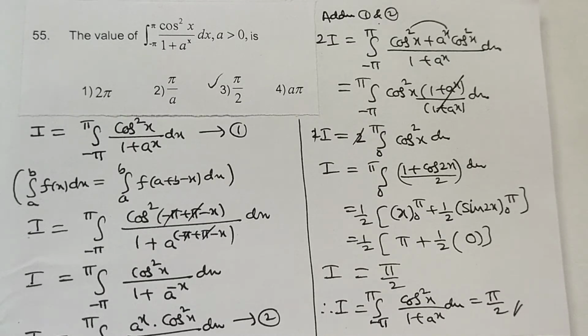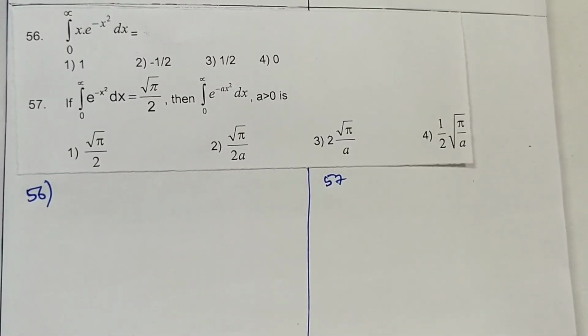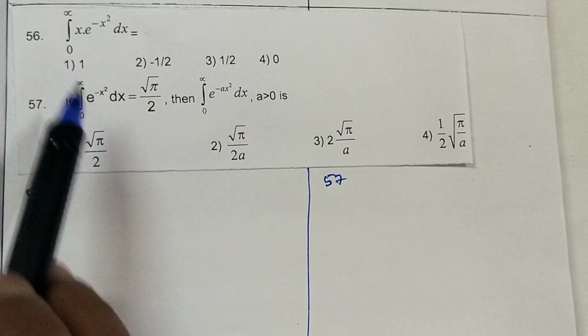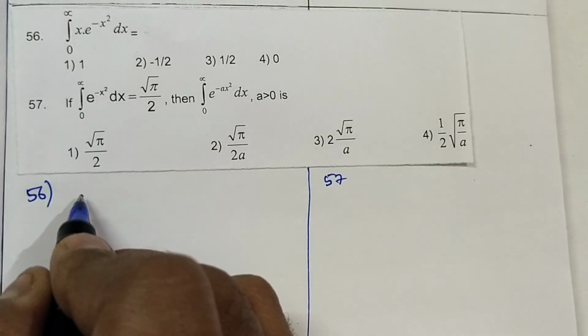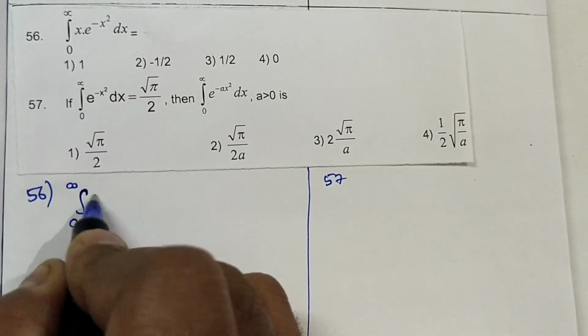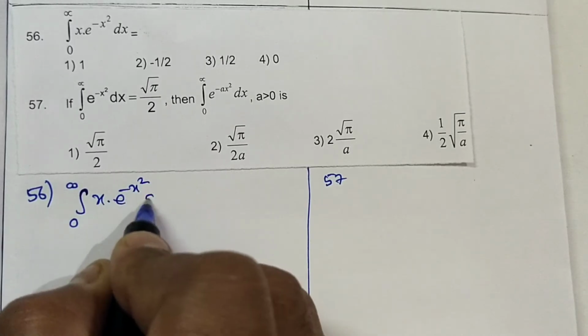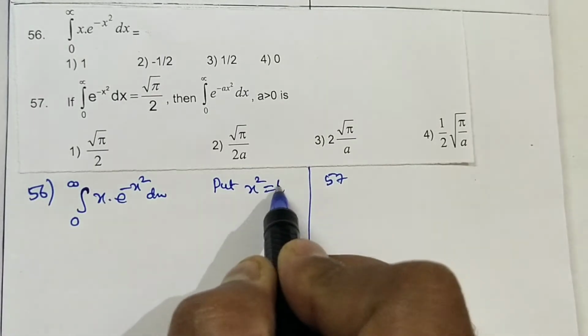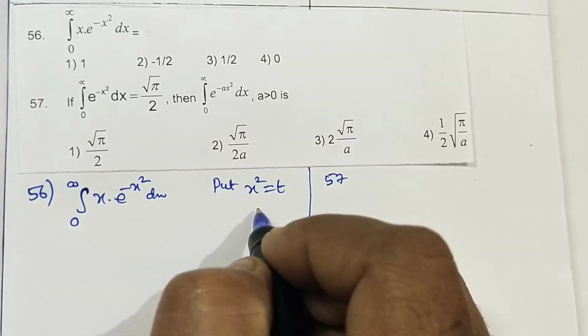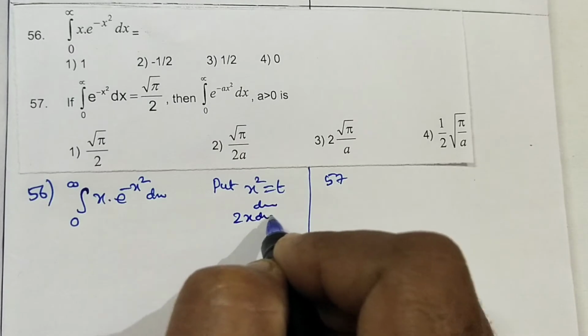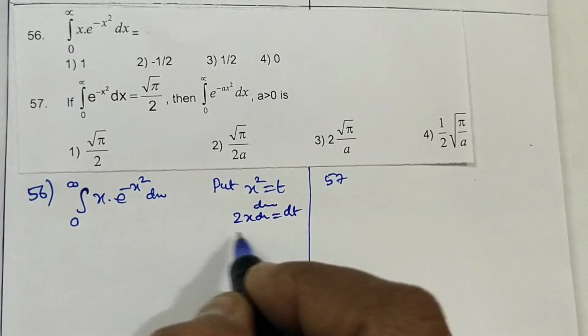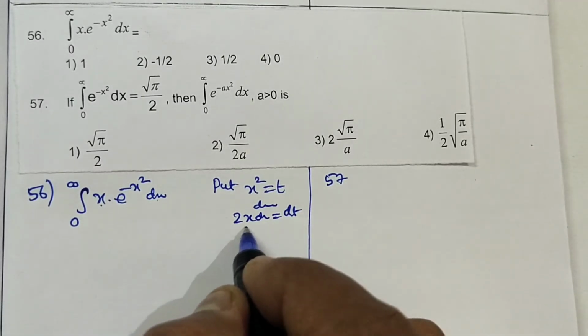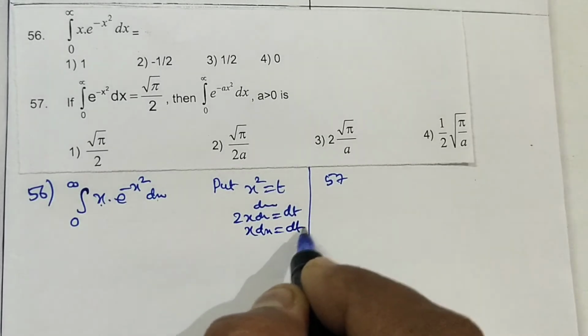We'll move to the next question. The next question: integral 0 to infinity x into e power minus x square dx. Integral 0 to infinity x into e power minus x square dx. So put x square equal to t, differentiate with respect to x, 2x dx is equal to dt. I want only x dx here. So x dx is equal to dt by 2.